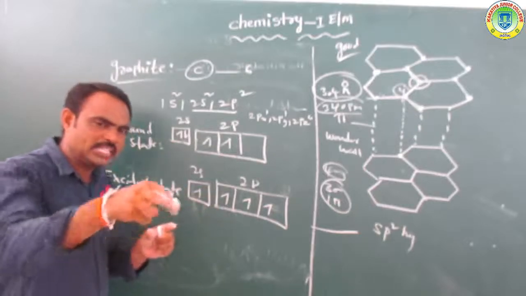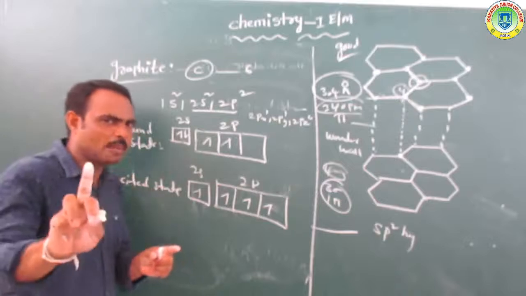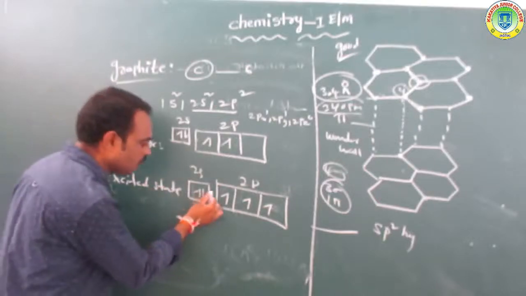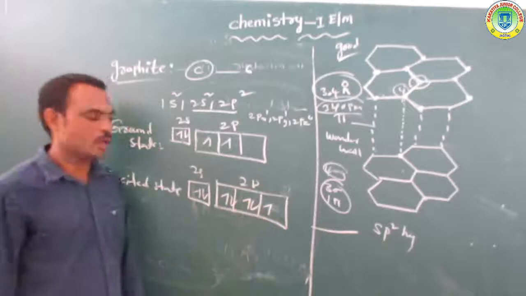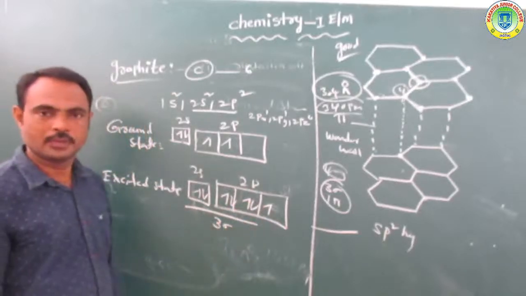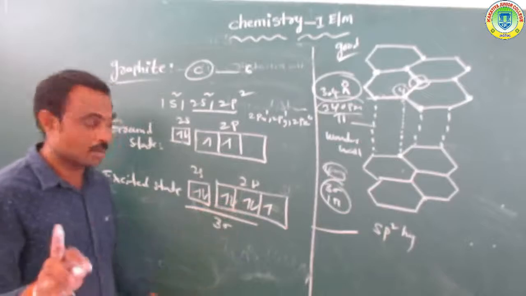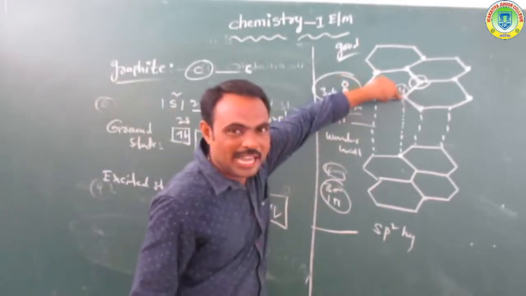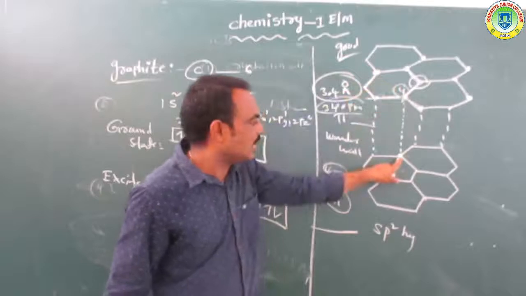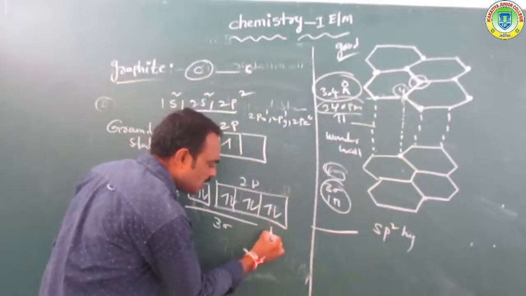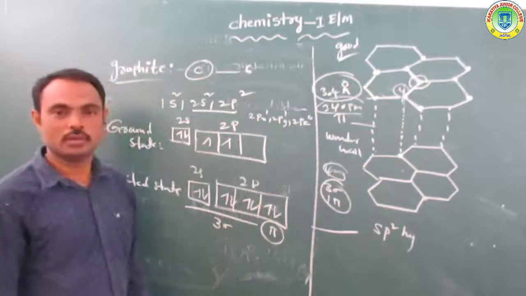Each carbon is attached with the surrounding 3 carbon atoms with 3 sigma bonds or 3 single bonds. 1, 2, 3. These 3 bonds are sigma bonds. But the remaining one electron of a carbon in one layer and an electron of a carbon in another layer form a weak bond. So it is a pi bond, a weak bond.